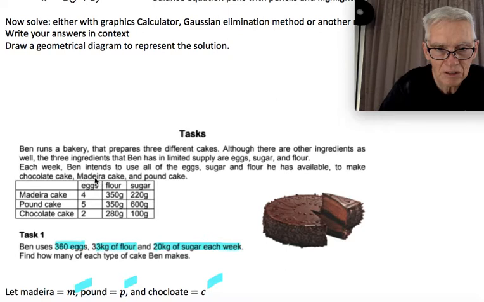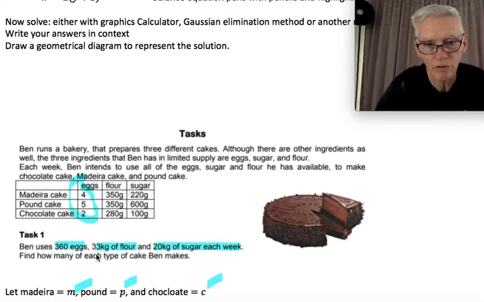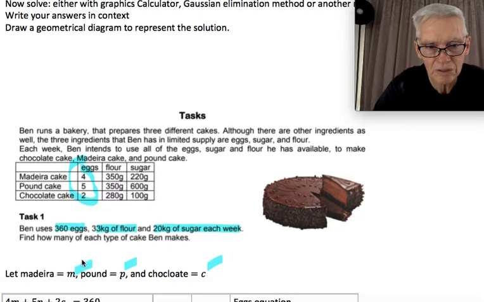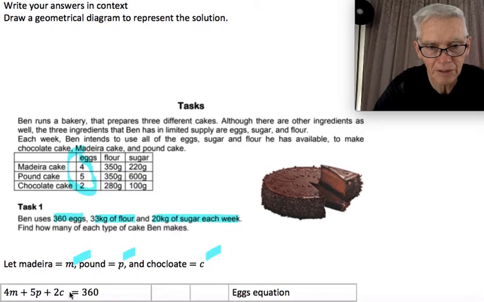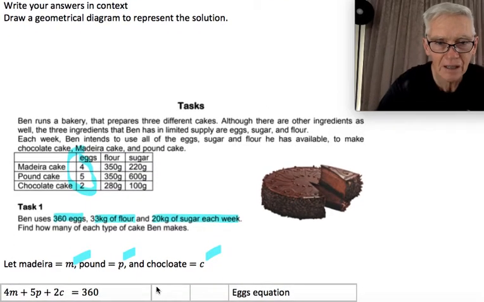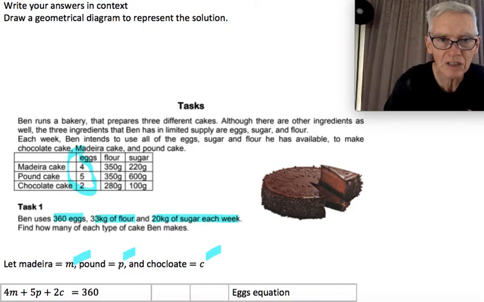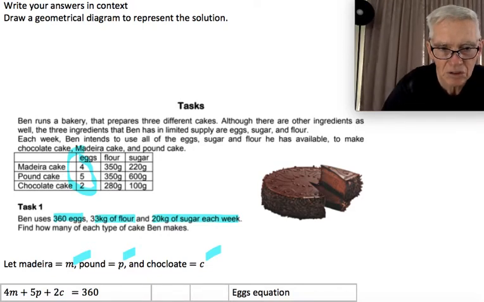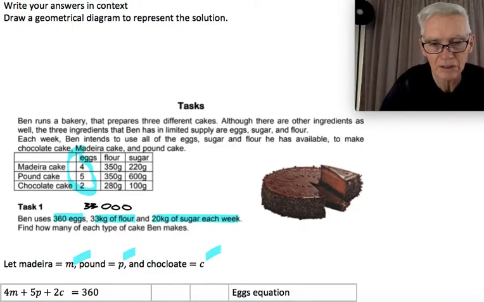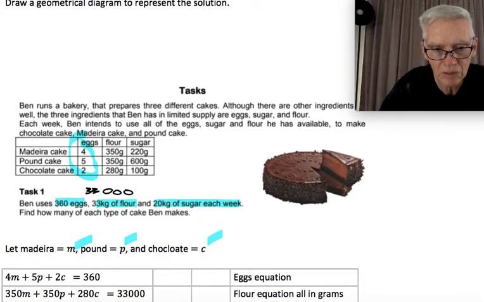The first one is going to be an eggs equation. So we're going to use these values here, 4, 5, and 2 equals 360. So I've got 4M, 5P, 2C equals 360. The next one, this total is in kilograms, 33. So I have to change the 33 kilograms to grams. So that's 33,000 grams. So I get 350, 350, 280 equals 33,000. That's why I've got 33,000 here.